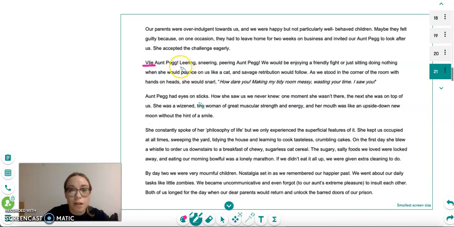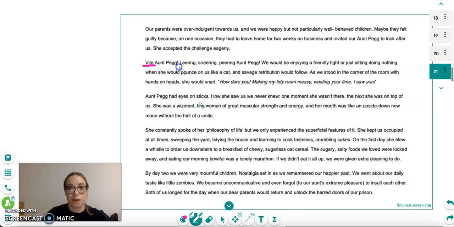So we have vile Aunt Peg. I thought it was very interesting that the adjective was the lead into the sentence and the lead into the description. I mean, it's not even a complete sentence, it's actually a fragment. But vile Aunt Peg, it forms such a part of her identity that it's almost her title, like Mr. Barry Jones, vile Aunt Peg.